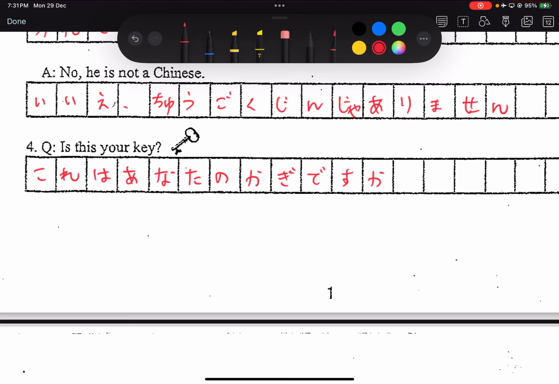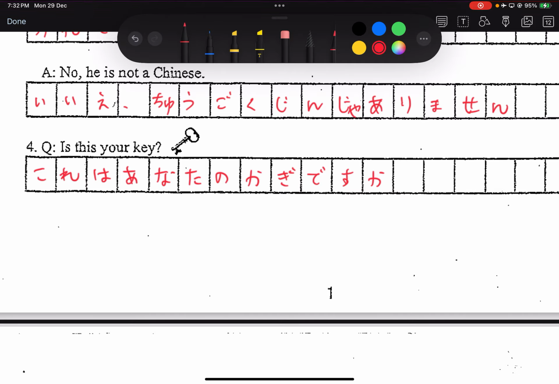Okay, so for this one, the answer is これはあなたの鍵ですか? これは means I'm talking about this object, これは this. あなたの means yours. Your key.